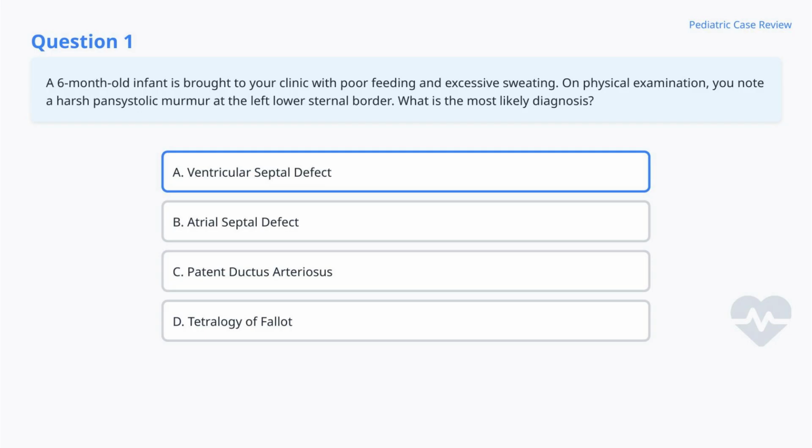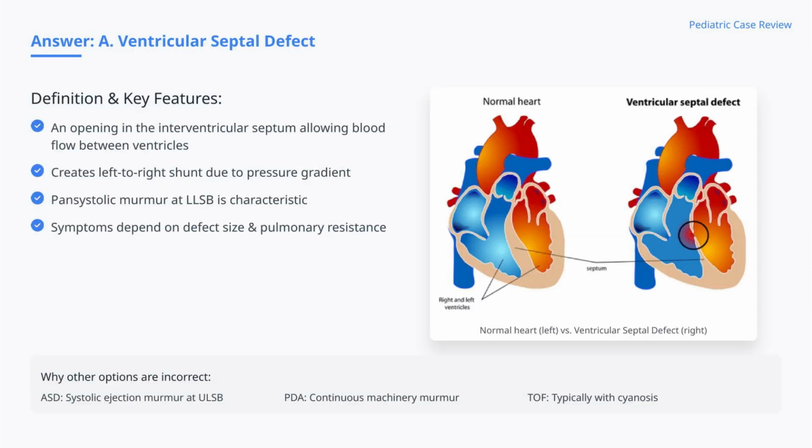A 6-month-old infant is brought to your clinic with poor feeding and excessive sweating. On physical examination, you note a harsh pansystolic murmur at the left lower sternal border. What is the most likely diagnosis? Your options are A. Ventricular septal defect, B. Atrial septal defect, C. Patent ductus arteriosus, or D. Tetralogy of Fallot. Think about the characteristic murmur location and quality, along with the associated symptoms suggesting heart failure in this infant. The correct answer is A.